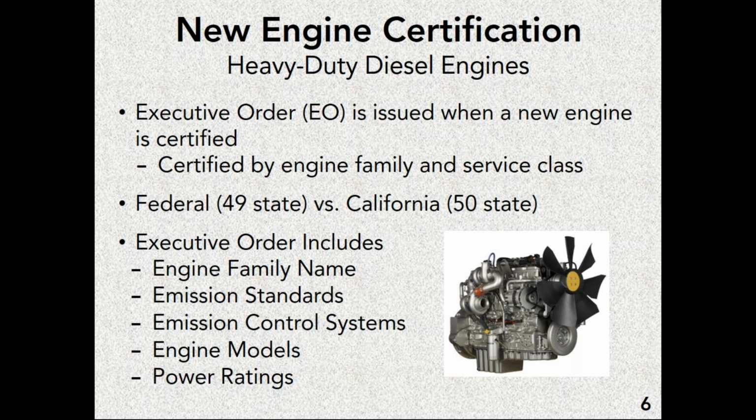Now, these executive orders include a lot of information that is important for you to know where it is and how to get it. They will have the family name associated with each of these engines and the engine families. They'll give you the emission standards associated with the engine, as well as the controls that are used to get to those emission standards. They'll provide the models and the power ratings as well.